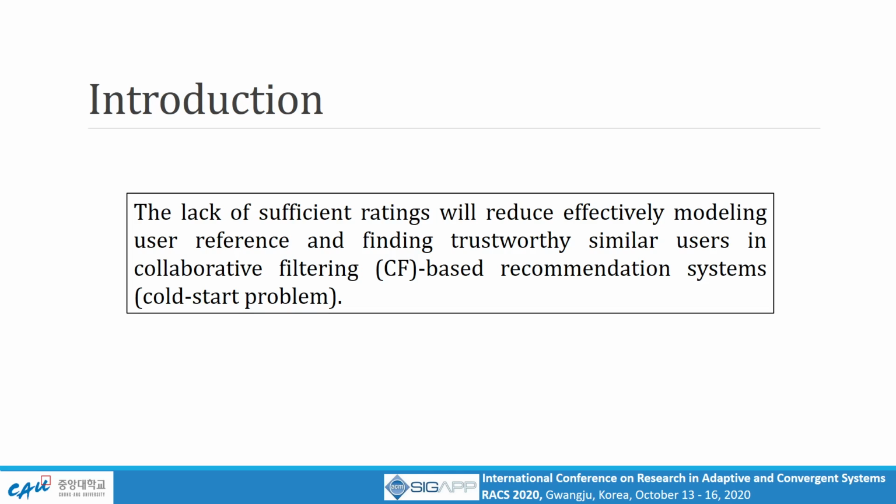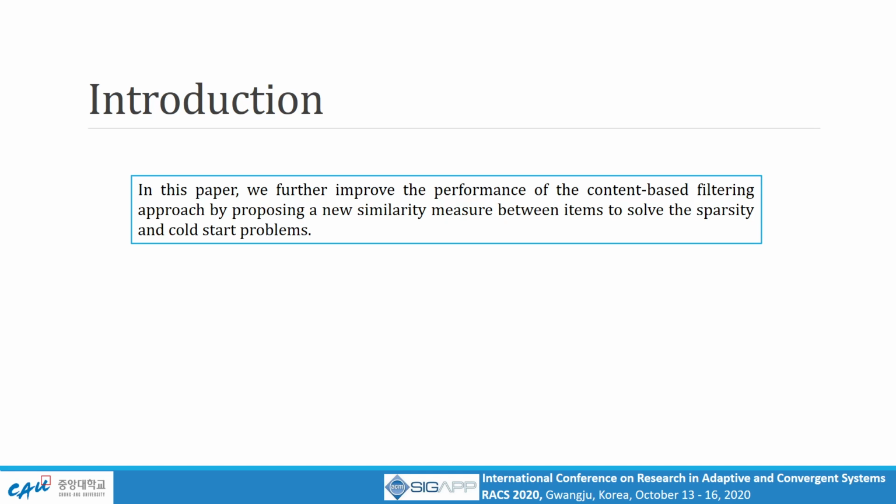So to solve this problem and improve the efficiency of the recommender system, we propose a new content-based CF approach using word embedding. In this paper, we further improve the performance of the content-based filtering approach by proposing a new similarity measure between items to solve the sparsity and cold start problem. In our approach, the movie recommendation system is applied.